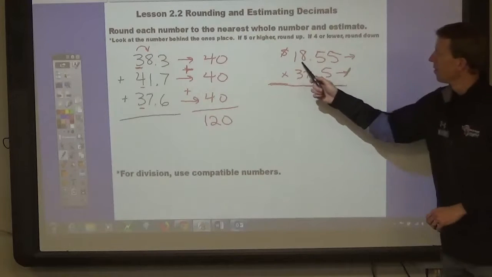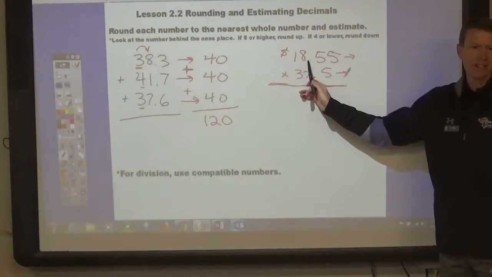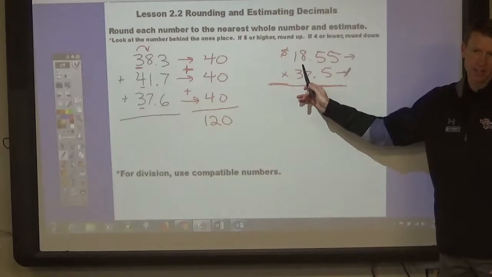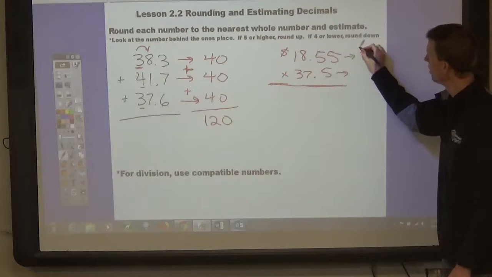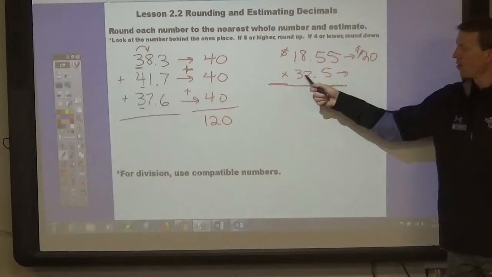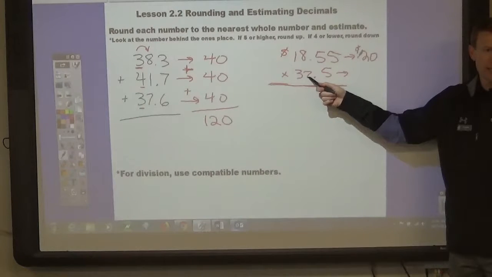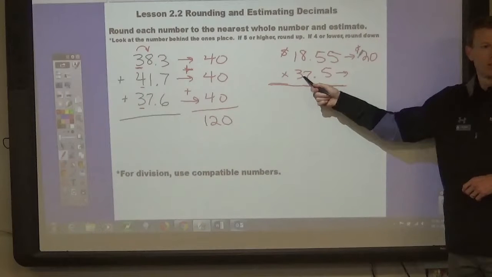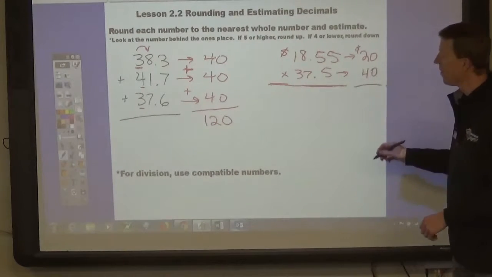So, if we were to round this to the nearest whole number, we would get 19. 19 is not an easy number to multiply. But 20 is an easy number, so round this to 20. 37.5, we could round it to 38, but that's not an easy number to multiply. So round it up to 40. And then multiply.